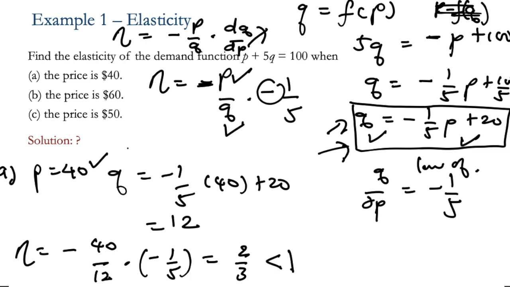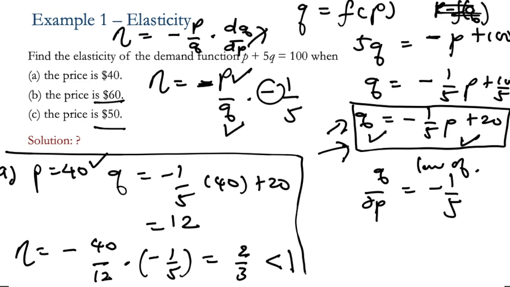Okay. What about if the price is 60? What about if the price is 50? Can you do the same? So please do the same, yeah? Now here I have the answer for all of this, but I don't show you the method for B and C. I request you to do it on your own. Follow the steps that I've shown you here for A.